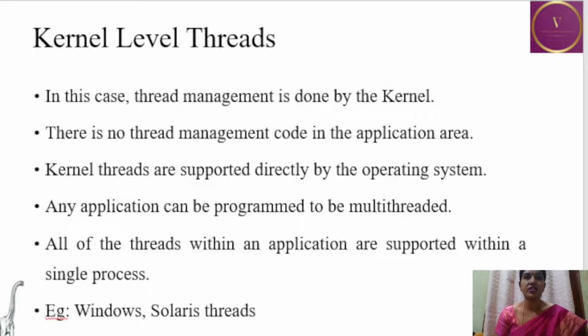Next, let us see about the kernel level threads. In this case, thread management is done by the kernel. So kernel takes the complete responsibility of managing the threads, and there is no thread management code in the application area. Kernel threads are supported directly by the operating system. So any application can be programmed to be multi-threaded. All the threads within an application are supported within a single process. One good example for kernel level threads are Windows and Solaris threads.